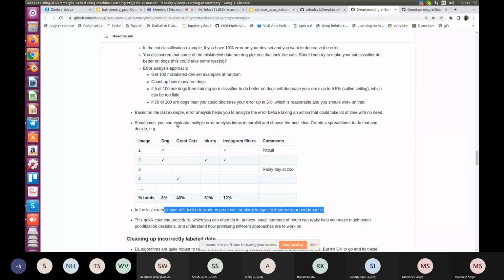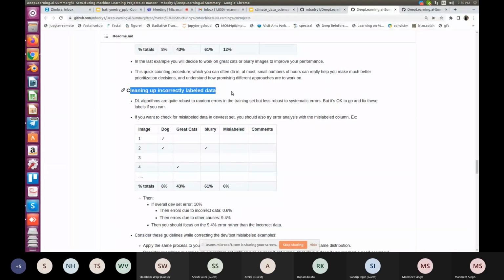The second is cleaning up incorrectly labeled data. DL algorithms are quite robust to random errors in the training set, but less robust to systematic errors. There can be systematic errors as well, like you have labeled your data set wrongly: it's a cat in the image, but you have labeled it as a dog. They are robust to random errors, but not to these systematic errors. But it's okay to go and fix these labels if you can.